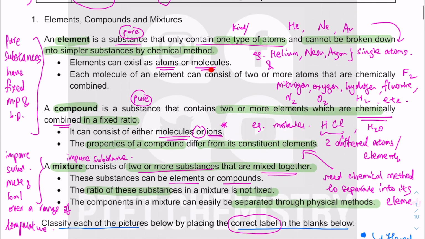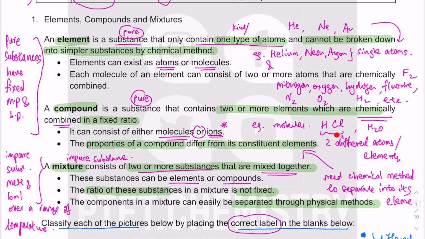Elements can also exist as molecules, such as nitrogen, oxygen, hydrogen, fluorine, bromine, iodine. They all have a number 2 at the bottom. That means they exist as a molecule, because a molecule consists of 2 or more atoms that are chemically combined together. But a molecule can also be an element. A molecule can also be a compound.